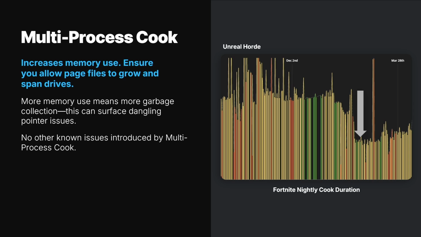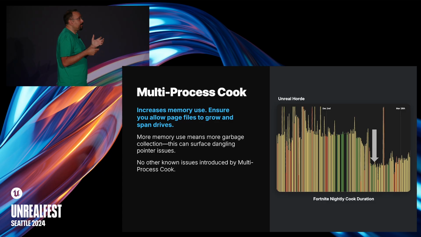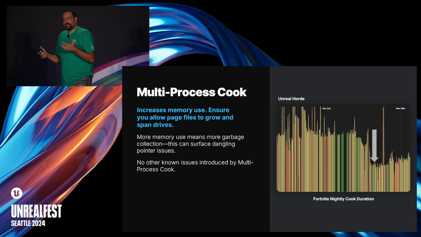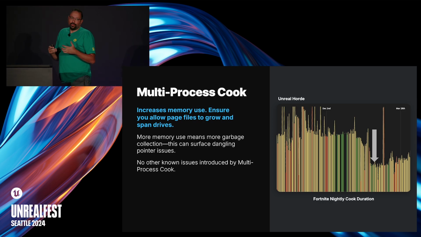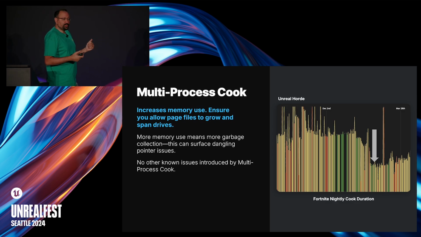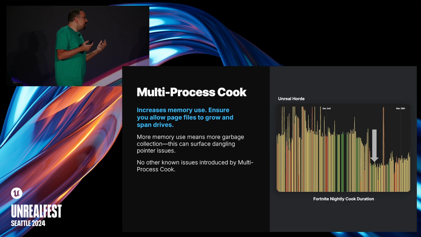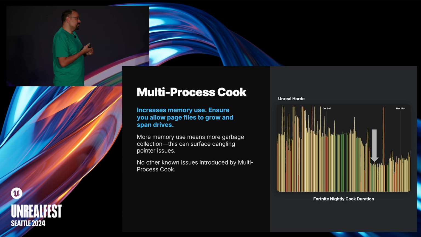The other thing to be aware of is that by using more memory, we have more garbage collects that kick in response to low memory situations. This can surface latent issues that already exist in your build. If you have dangling pointers after garbage collect, you might have had few or no issues before, but because garbage collection is happening more frequently, those issues can surface when you start using multiprocess cook. But other than that, we've not seen other issues introduced by multiprocess cook, not determinism issues or anything of that nature.